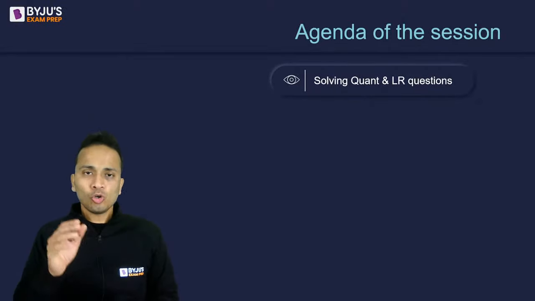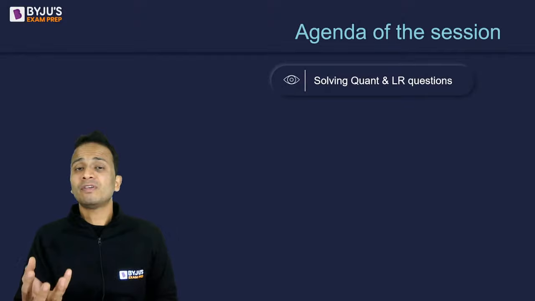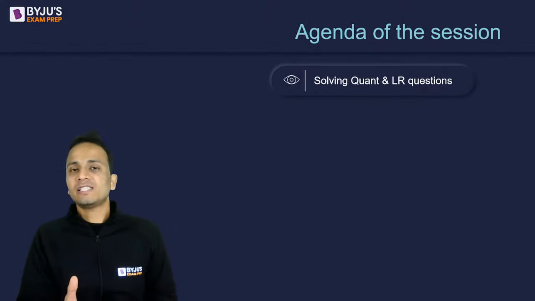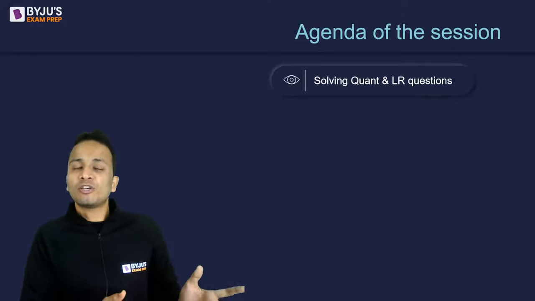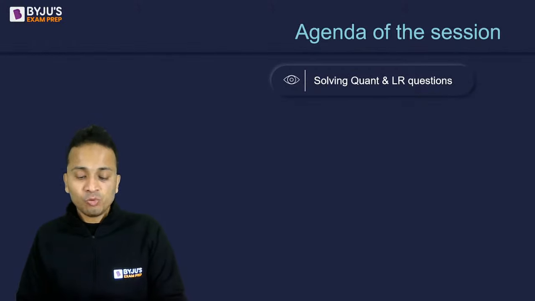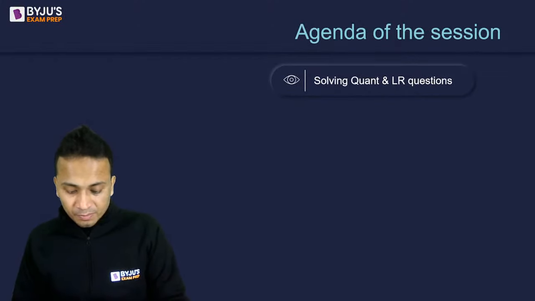You must focus on GK because in TISSNET you will have a separate sectional cutoff for only the GK section. There is no sectional cutoff in any other section, only in the GK section. So please take care of the GK section in case you want to get a call from the HR program of TISSNET. All right, okay.